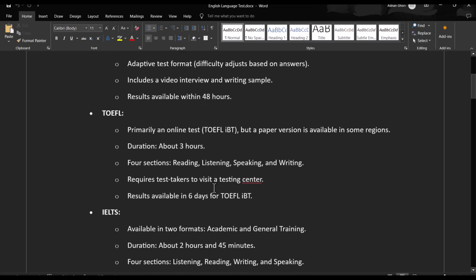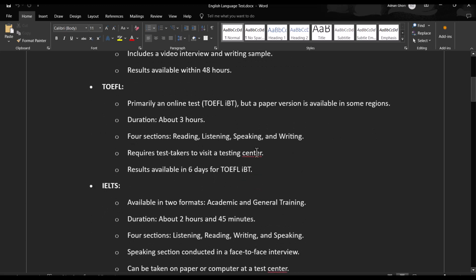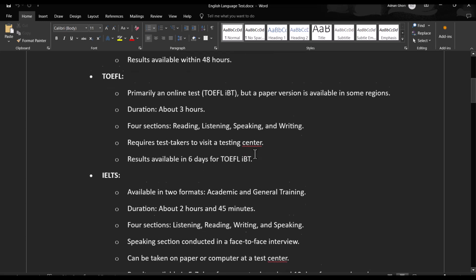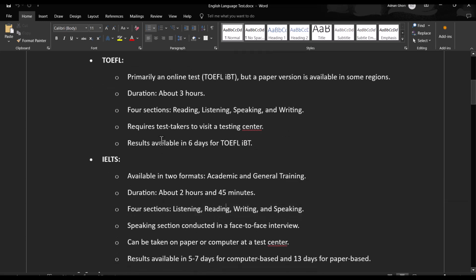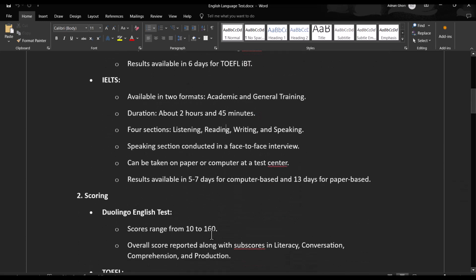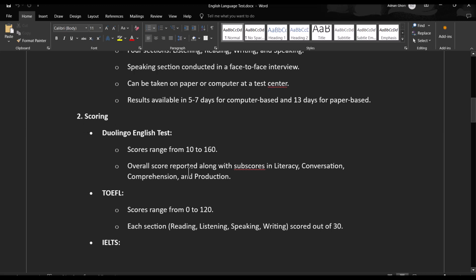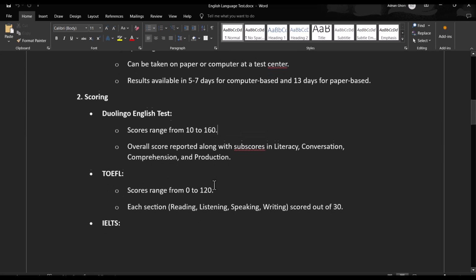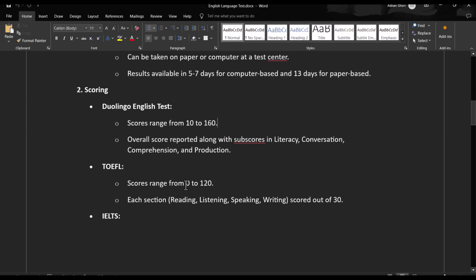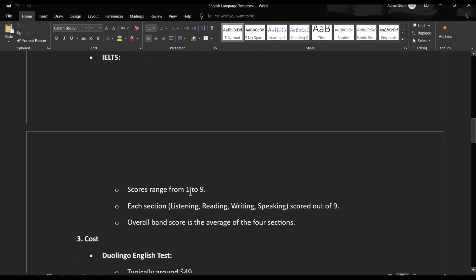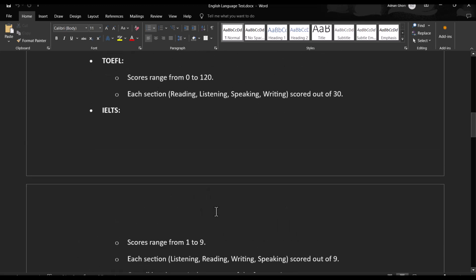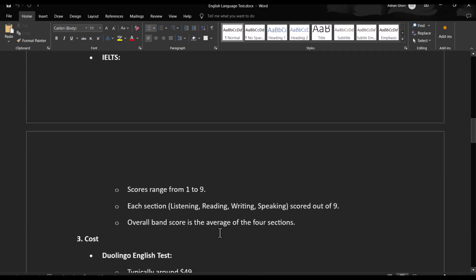TOEFL is one of the exams which you can do. Reading, listening, speaking, writing, these kinds of sections are there basically. TOEFL and IELTS take 2 to 3 hours. They each have a different scoring. Duolingo may have a scoring from 10 to 160, TOEFL may have a 0 to 120 score, and IELTS may have a 1 to 9. Usually 7.5 plus is considered for the good universities. If you have an IELTS score of more than 7.5, you are greatly considered for a university.